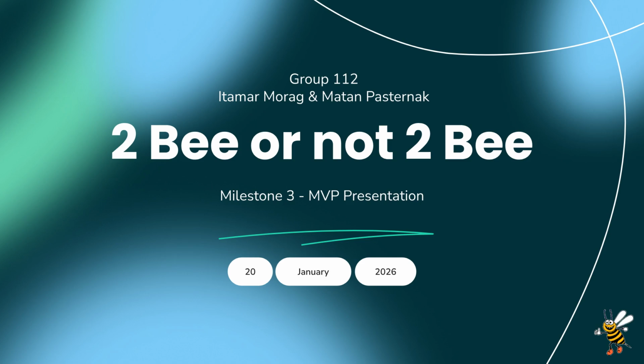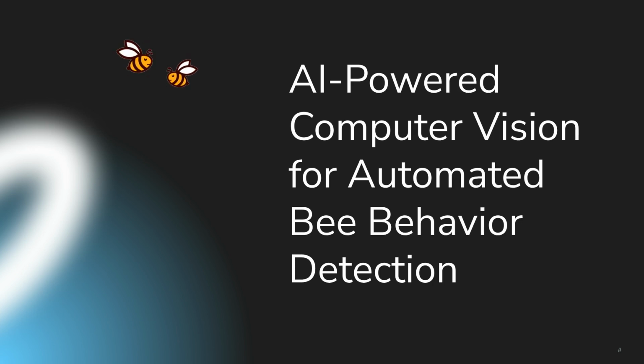Hey everybody, we are group 112 and our project name is To Be or Not To Be. In our project, we are creating an AI-powered computer vision for automated bee behavior detection.